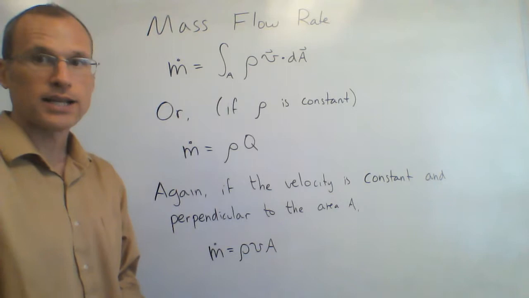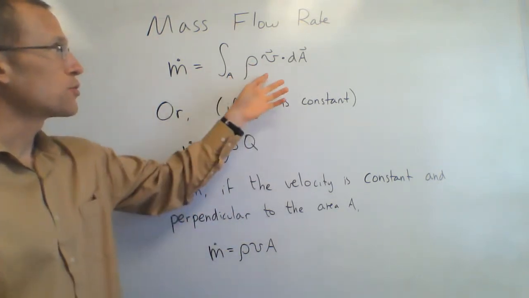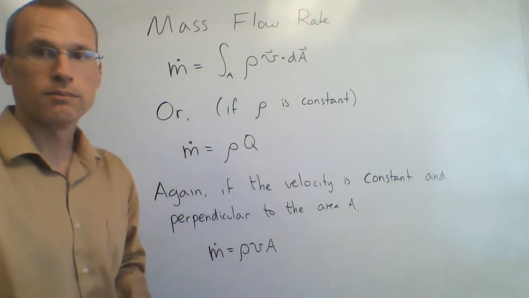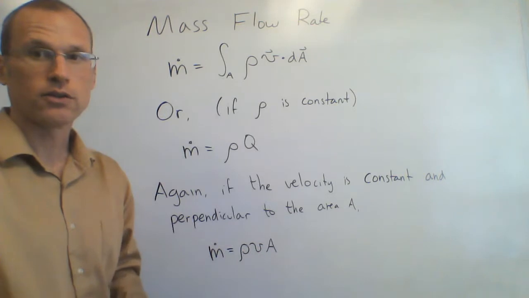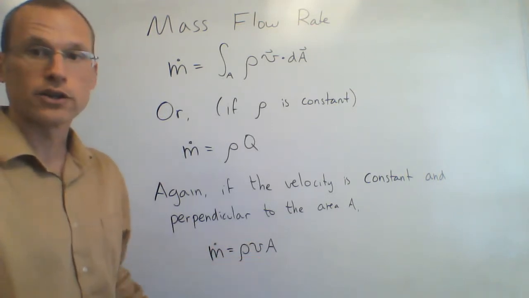And again, similar to the last one, if my velocity is constant, I can pull it out. If it's perpendicular to my area, V dotted with dA is just V times A. If it's not perpendicular, you have a cosine theta in there. But if it is perpendicular, m dot is just density times velocity times area.